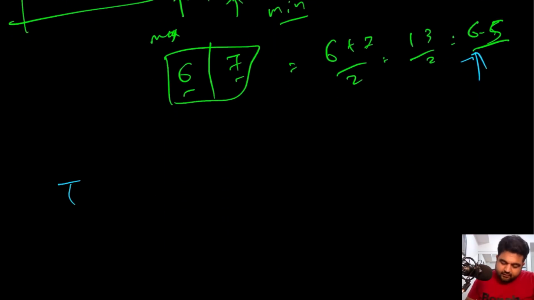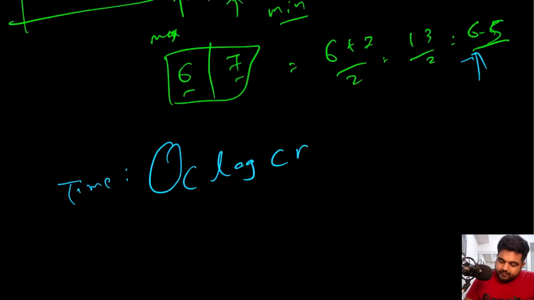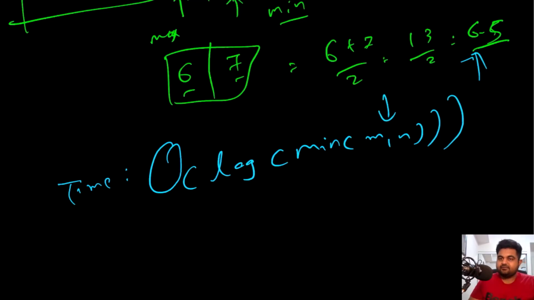So if we calculate the time complexity in this case, the time complexity is actually going to be big O of log of minimum of m or n, and in this case, whatever the minimum value is, we would be able to find the median easily.